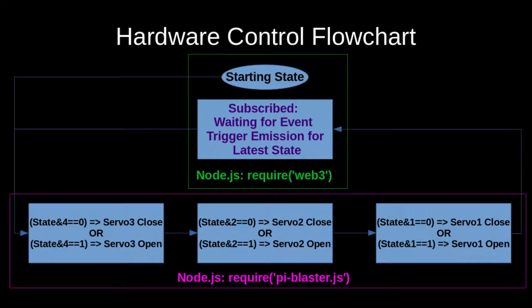The Raspberry Pi first listens to the latest contract state to update servo positions. Then, we have a subscription for event triggers. When an event is triggered, we update the servos again. Subscriptions are more efficient than polling every second. Think of it this way. Waiting by your mailbox all day is similar to polling, while subscriptions tell you when the mail is delivered.